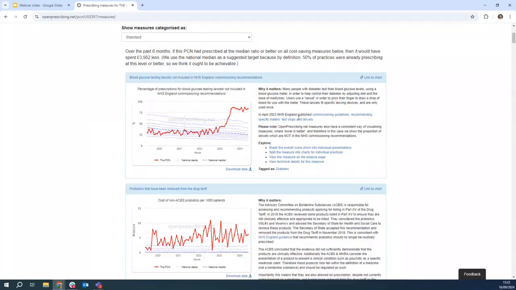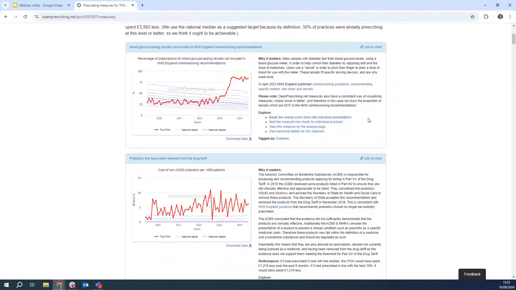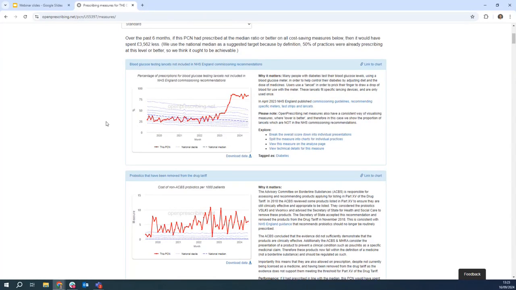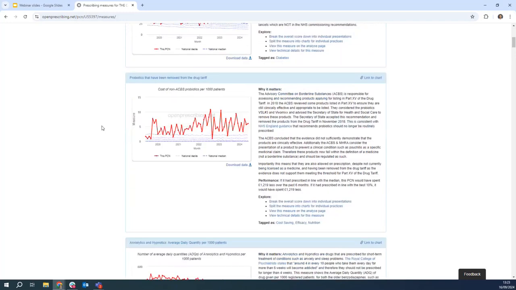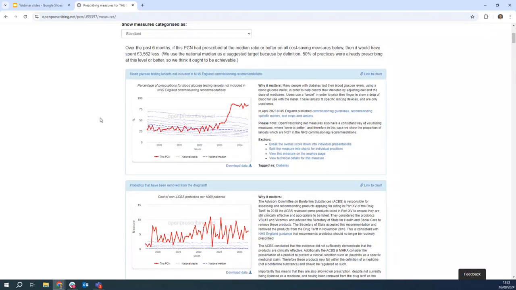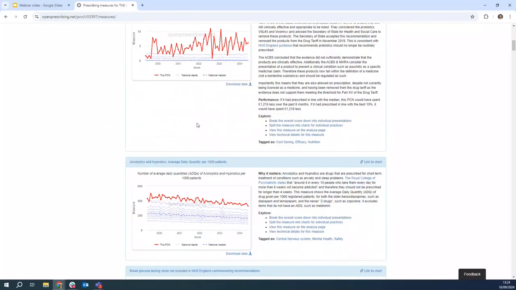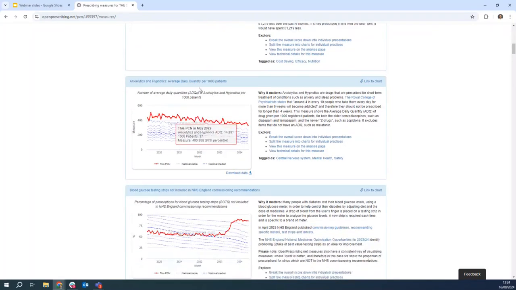So we can pick one of these measures today. I'm not going to pick testing Lancets, because I know there's definite good reasons. I'm sure Rich will tell me there's cheaper Lancets than there are in the NHS commissioning recommendations. So there's good reasons why things might differ. So this one here, maybe. This is quite a good example.